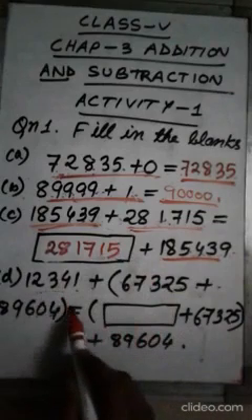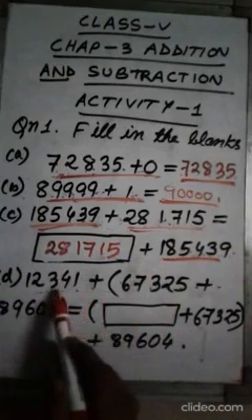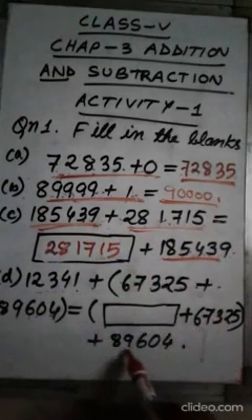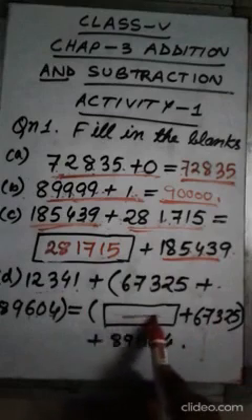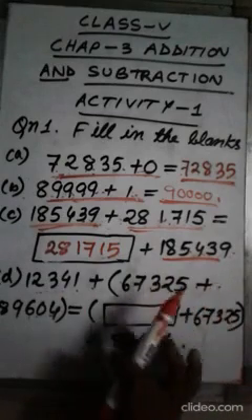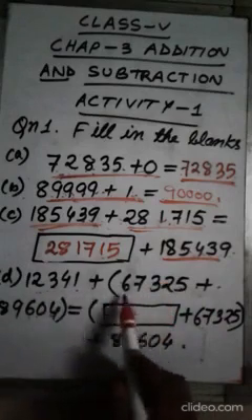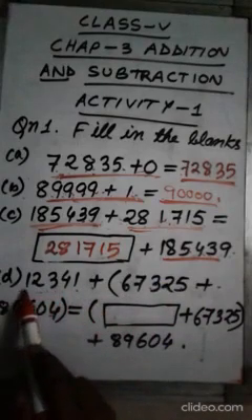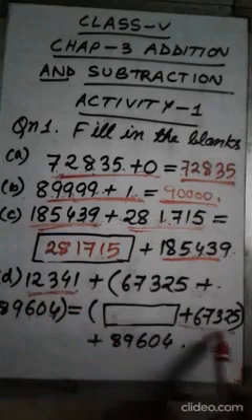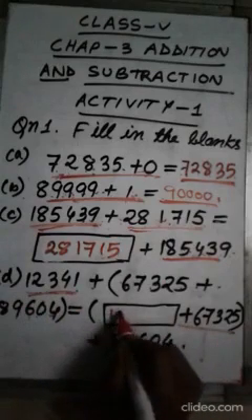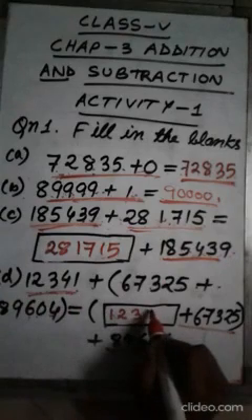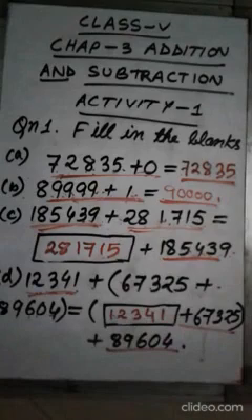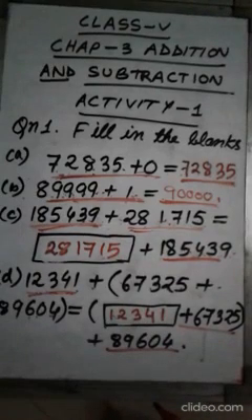Same way, on the left side of the equal sign we have 3 numbers. On the right side of the equal sign also we have 3 numbers. So what will be the number in the blank space? It will be the number which is absent in the right hand side. Here this number is absent in the right hand side. To make the sum equal, we have to add the same numbers on the right hand side also.